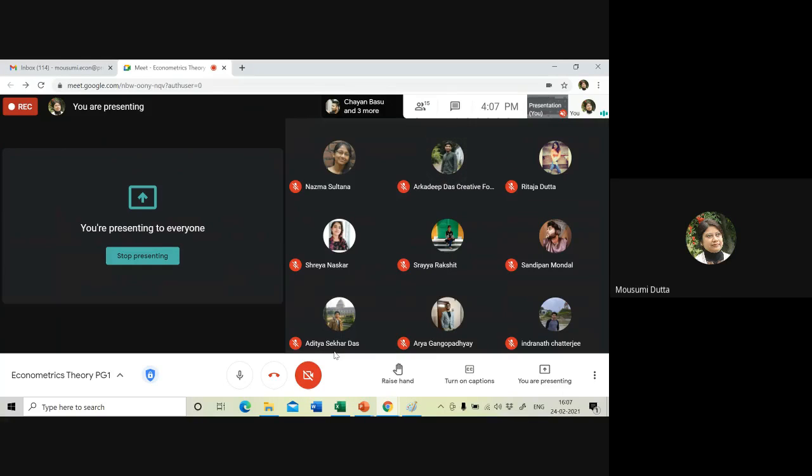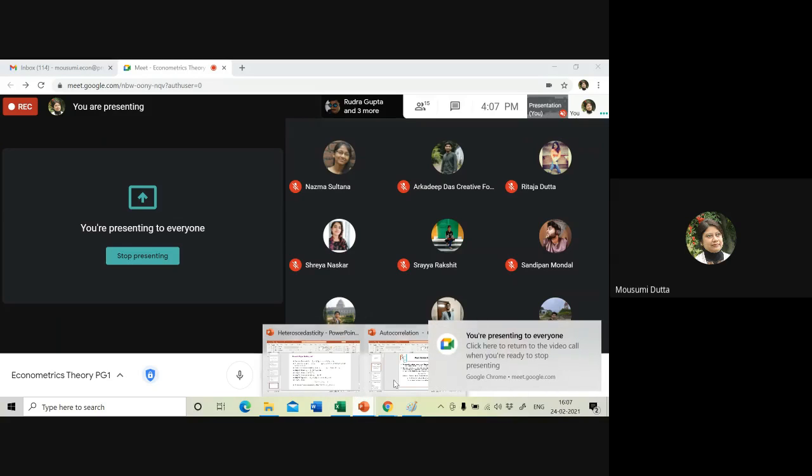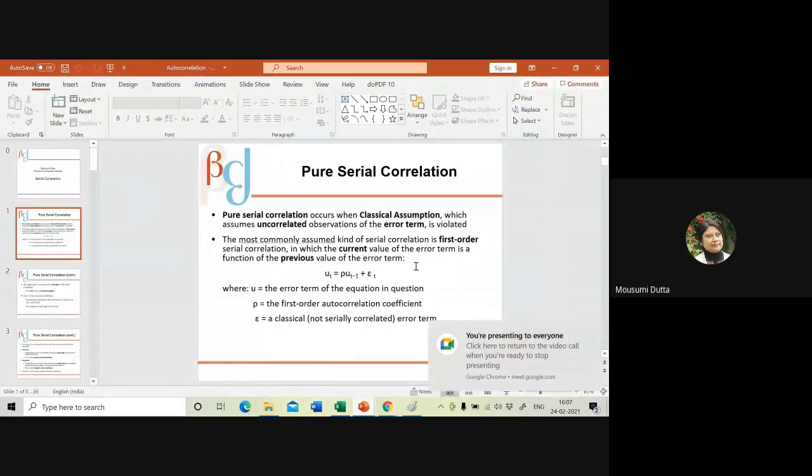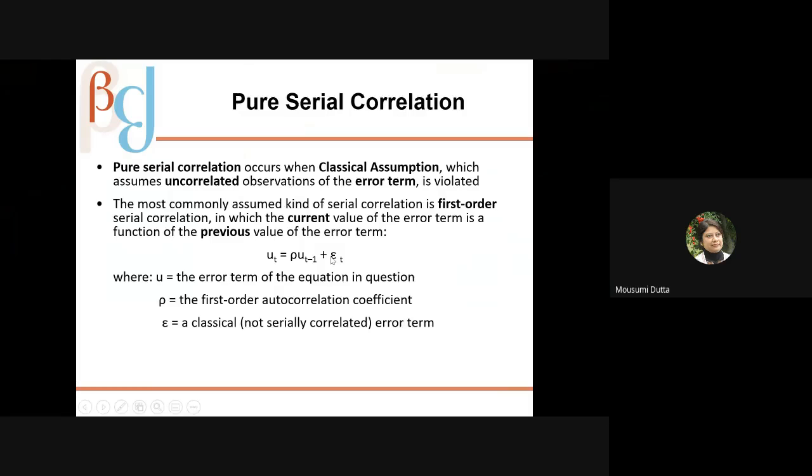Autoregressive moving average is ARMA. ARIMA is autoregressive integrated moving average. Okay, so in case of pure serial correlation, we will consider any form of these things.